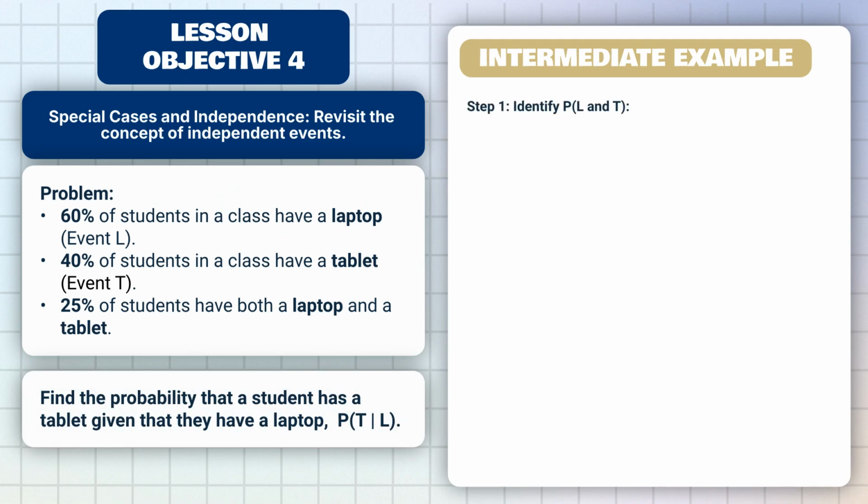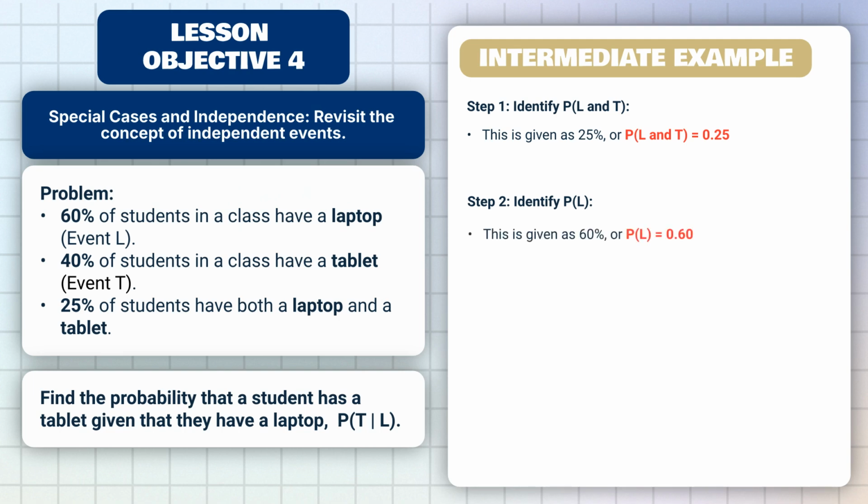Step 1. Identify the probability of L and T. This is given as 25% or 0.25. Step 2. Identify the probability of L. This is given as 60% or 0.6. Step 3. Apply the conditional probability formula.